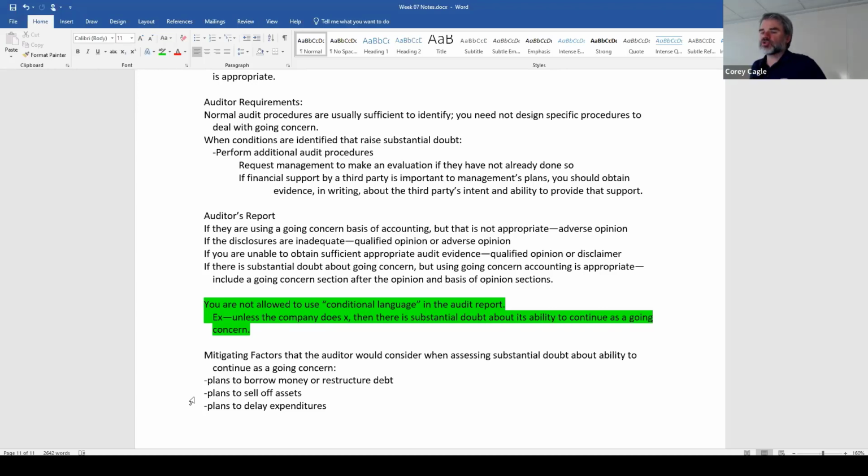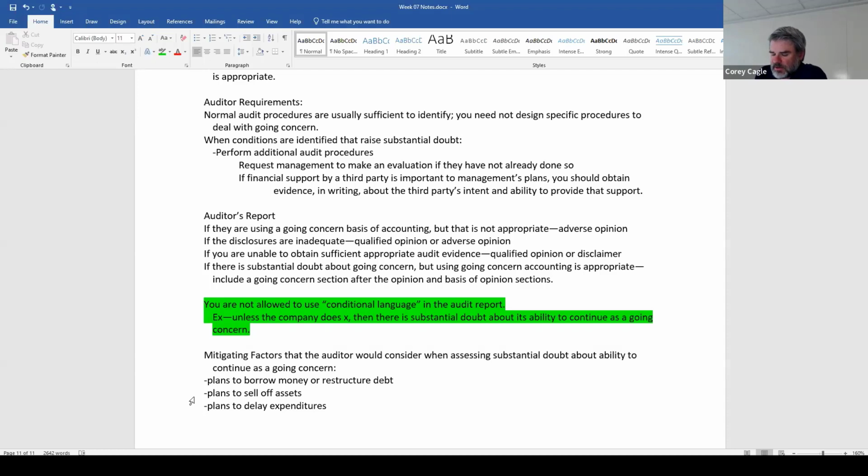If disclosures from any area on the financial statements are inadequate, it's either a qualified opinion or an adverse opinion, right? The fourth thing there, if there's substantial doubt about going concern, but using the going concern accounting is appropriate, then we don't have to qualify an opinion. We don't have to give an adverse opinion. But we might have a going concern section in our audit report. We'll talk about all this in more detail in the audit report section of the text.